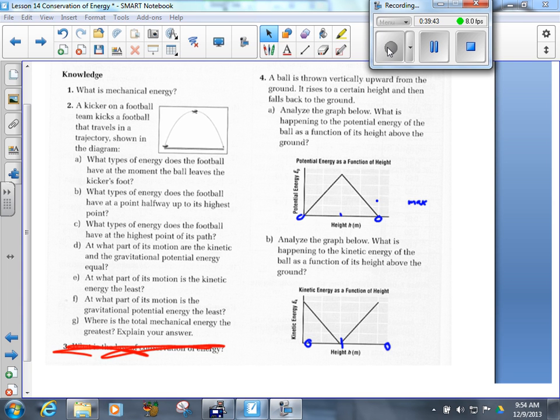That shouldn't happen, should it? Potential energy should continue to increase as height increases. Yes, that's exactly what should happen. All right, what they didn't do here is this should have actually been potential energy as a function of time.